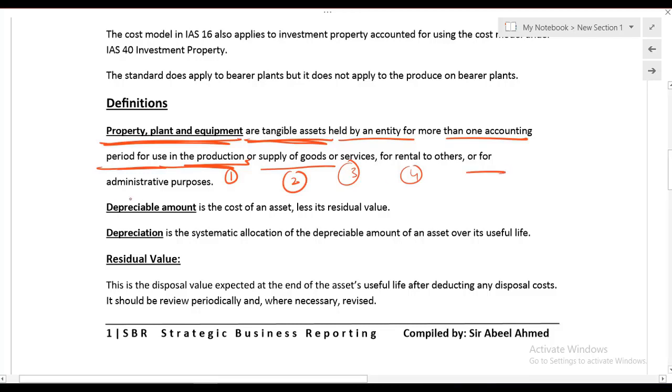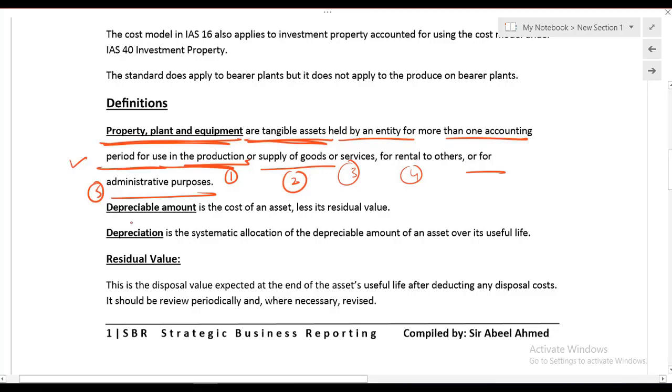All for administrative purposes. So, property, plant and equipment are basically tangible assets held by the entity for more than one accounting period, and it will be used in one way out of these, we would say 5. So either it will be used in production or supply of goods or services, or for rental to others, or for administrative purposes.